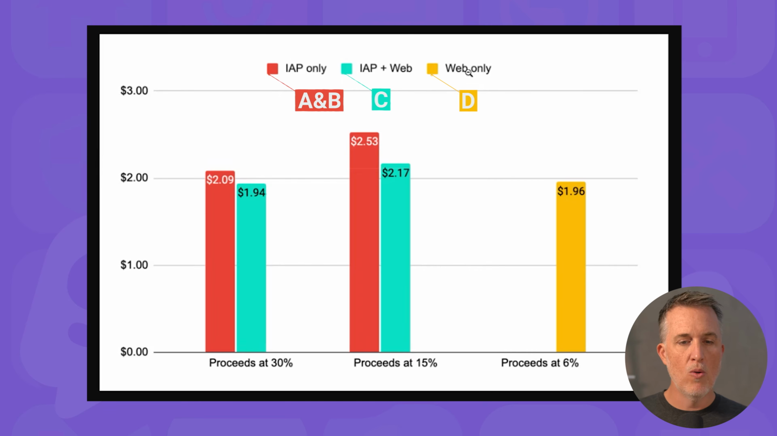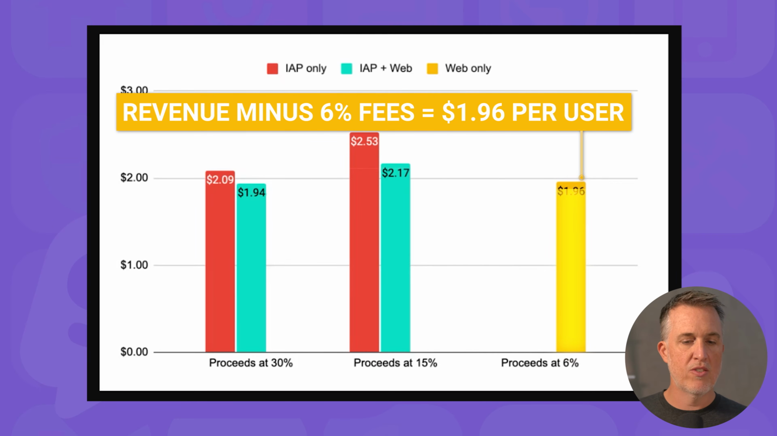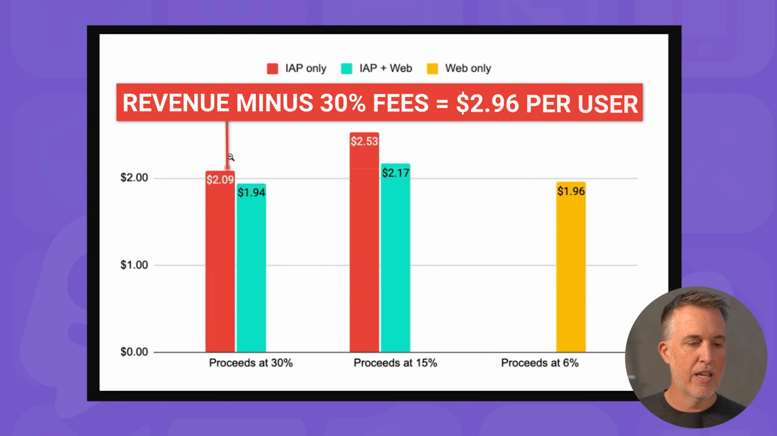So the web only, this is proceeds per user after deducting fees. We estimate Dipsea's all-in cost on the web to be about 6%. The revenue per user on the web only paywall, variant D, was $1.96. On the in-app purchase only, that was $2.09, again, taking into account Apple's 30% fee. So Dipsea are currently paying 30%.